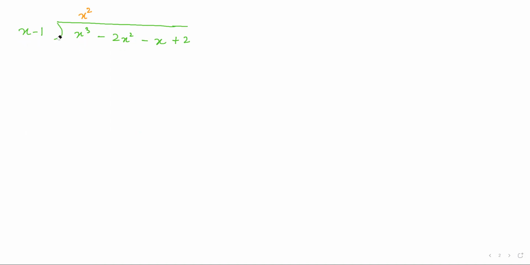Okay. So x into x square will give me x cube. And then minus, see here, I have a minus 1. So minus 1 into x square, so I get minus of x square. Is that clear? You have to multiply the whole thing by x square. So this will give you x cube minus x square. Is this clear, all of you?